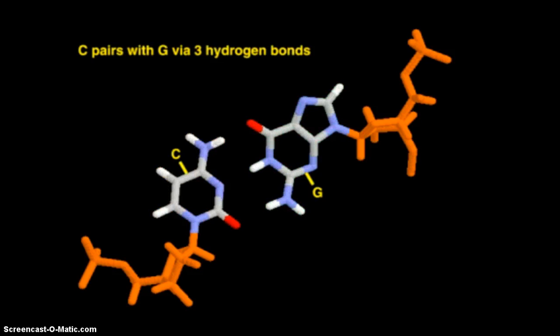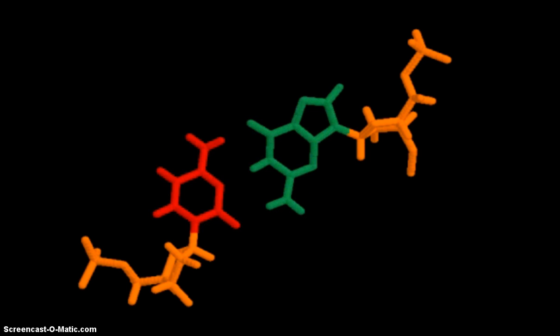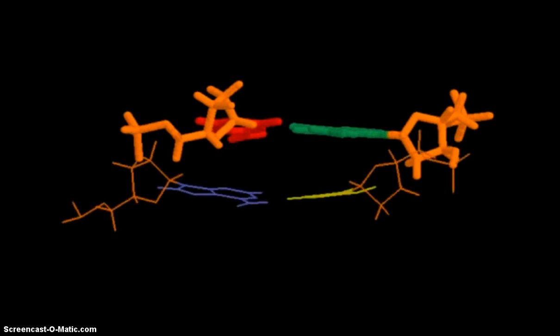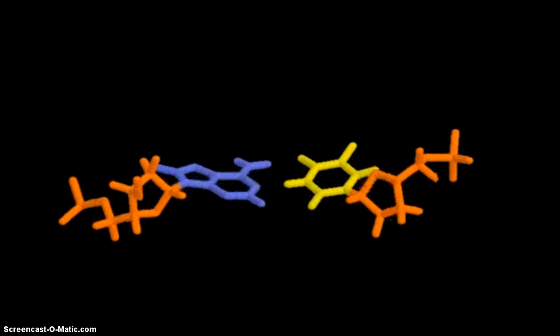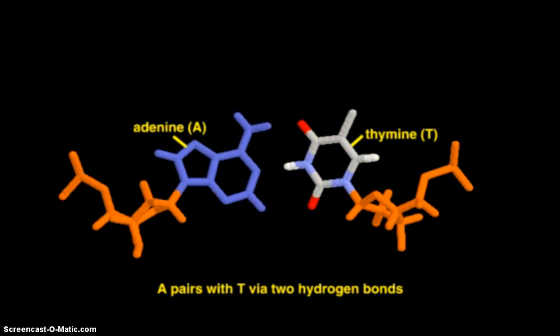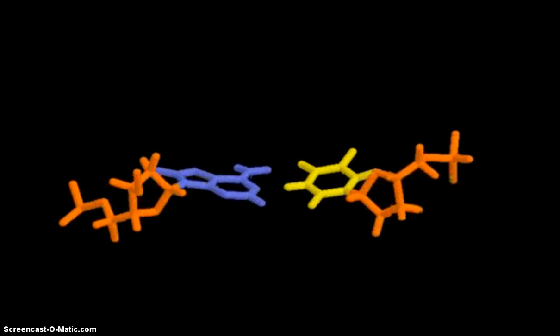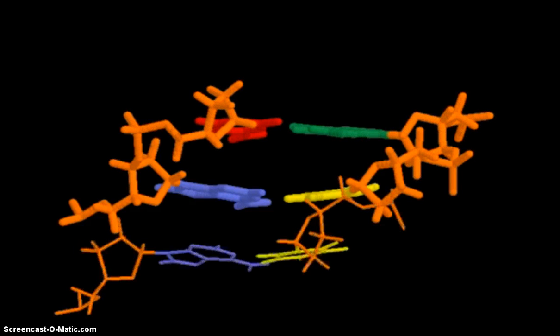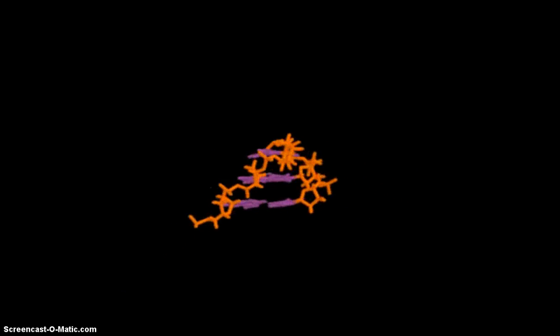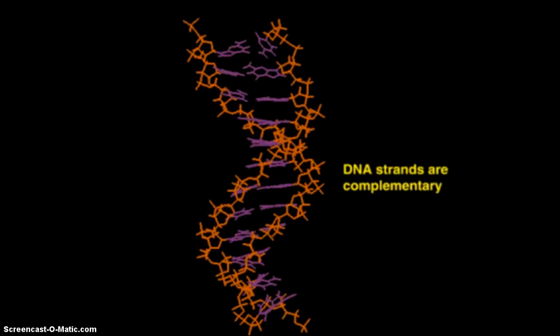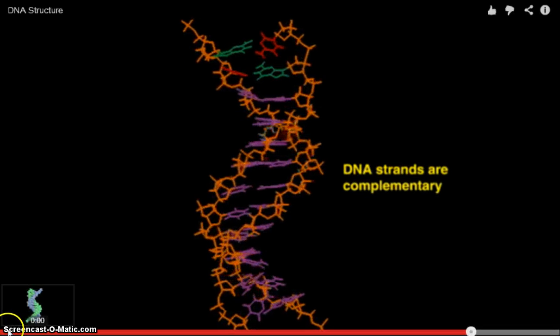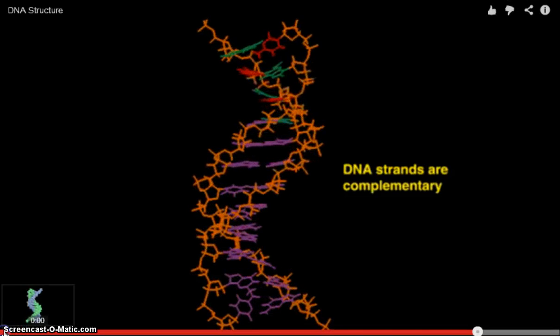A GC pair is stabilized by 3 hydrogen bonds formed between amino and carbonyl groups that project from the bases. So the 3 bonds actually make the GC bond more stable than an AT bond. In contrast, an AT pair is stabilized by 2 hydrogen bonds. This means DNA with more GC bonds is more stable. The specificity of base pairing, that is C always pairing with G and A always pairing with T, ensures that the 2 strands are complementary. This is important for DNA replication, which we will get into at a later time.